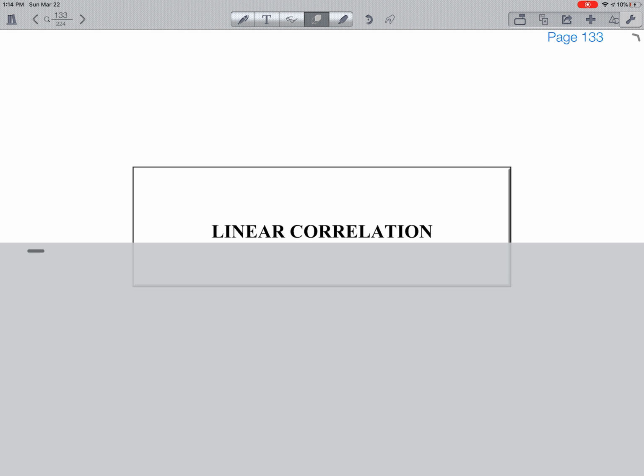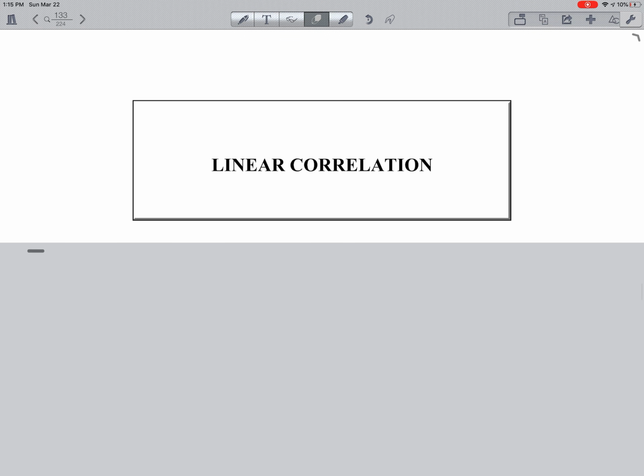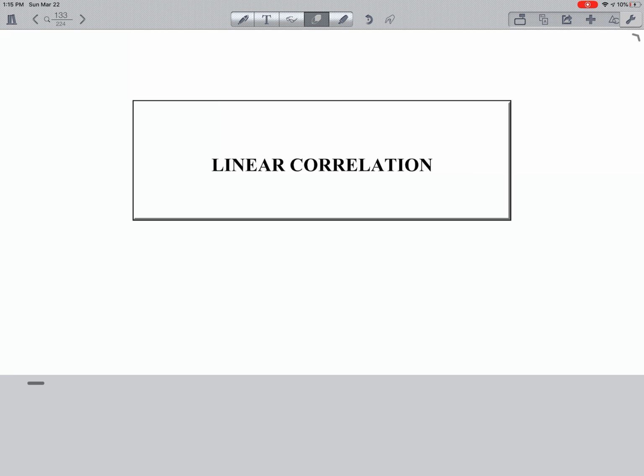Now, let's talk about what we're looking at here with linear correlation. We're moving into the last main section of the course here. And remember that 307 is looking at, in particular, how variables interact with each other. So one variable versus another variable, is there a relationship between them? And we looked at three main types of problems here.